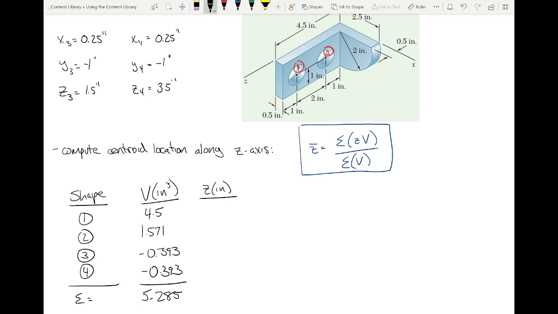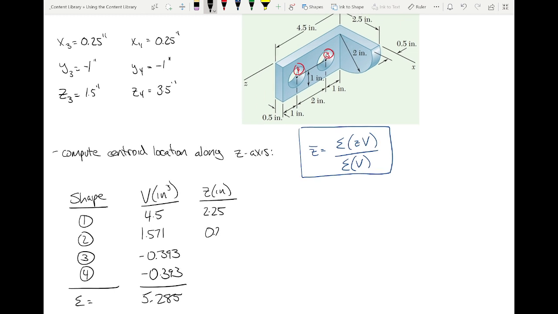And then what we'll do now is we will list the z values, z1, z2, z3, and z4. So we got 2.25, 0.25, 1.5, and 3.5. So we've got the sum of the volumes. Our algorithm dictates that we need the sum of z times the volume. So we need a zv value for each of these. And if the volume's in cubic inches, z is in inches, this will be in inches to the fourth. I know it seems like a weird unit, like are we entering the fourth dimension? No, it's just a volume times a moment arm.